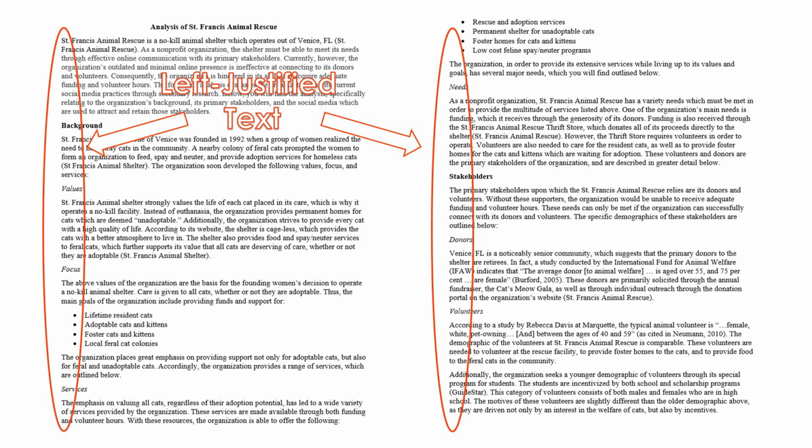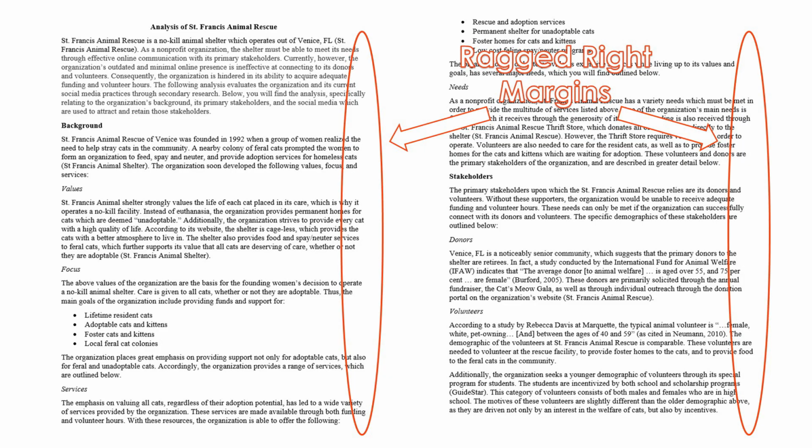So here we have an example of a page of a document that uses block formatting. On the left-hand side of the page, you'll notice the left-justified text. All of that text is aligned along the left-hand margin. This page also features ragged right margins. The lines just end where they end. We don't have a clean line along the right-hand margin.